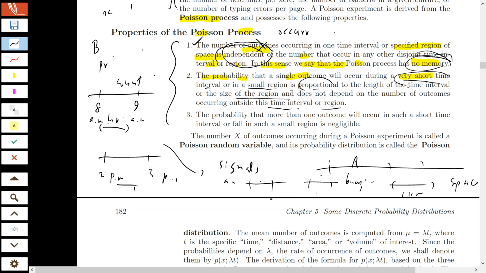The third point is actually linked to the second point. The probability that more than one outcome will occur in such a short interval, again because of shortness, or in such a small region, is negligible. Because it is so short or so small, the probability that you can have more than one speed bump or more than one call or more than one occurrence is really, really small, right?